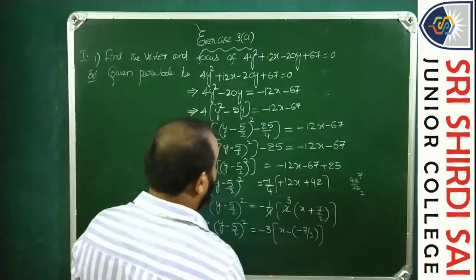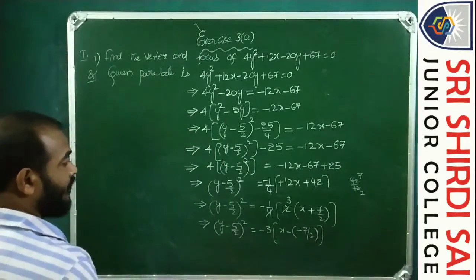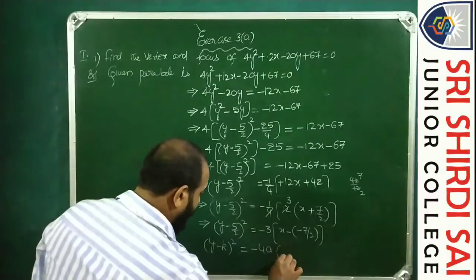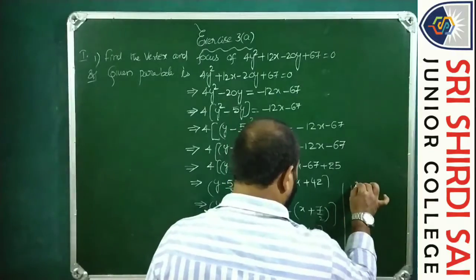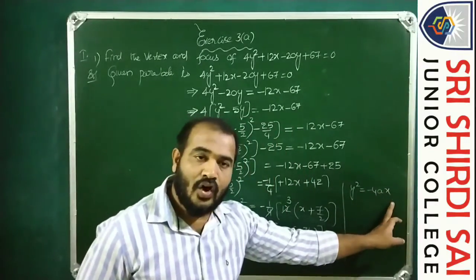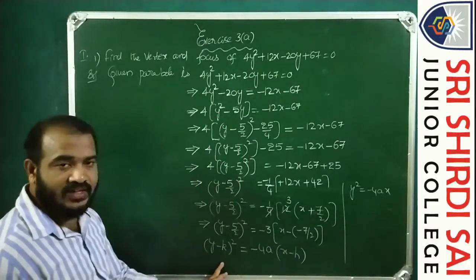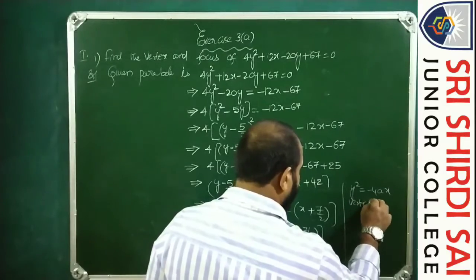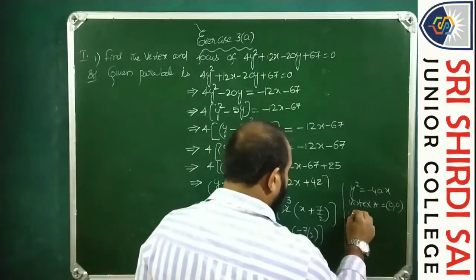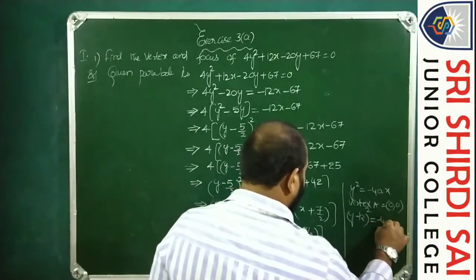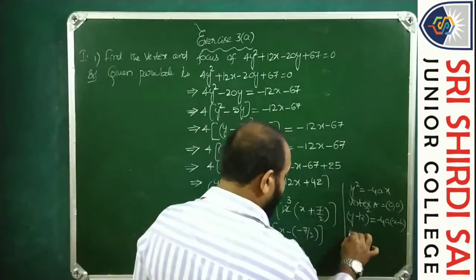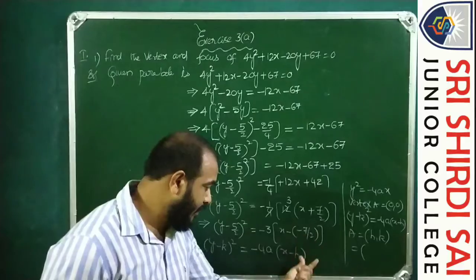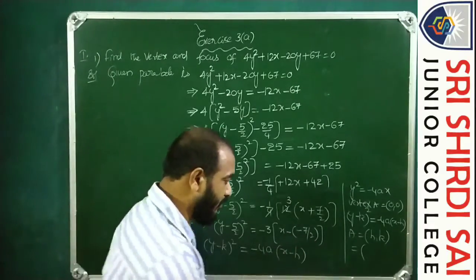So what is required is the vertex and focus. First of all, this can be compared with y minus k whole square equals minus 4a into x minus h. For y square equals minus 4ax, the parabola has its vertex at the origin, so the vertex A is 0, 0. But for y minus k whole square equals minus 4a into x minus h, the vertex A is h, k. So what is h? h is minus 7 by 2, so minus minus same, in the place of h, minus 7 by 2.